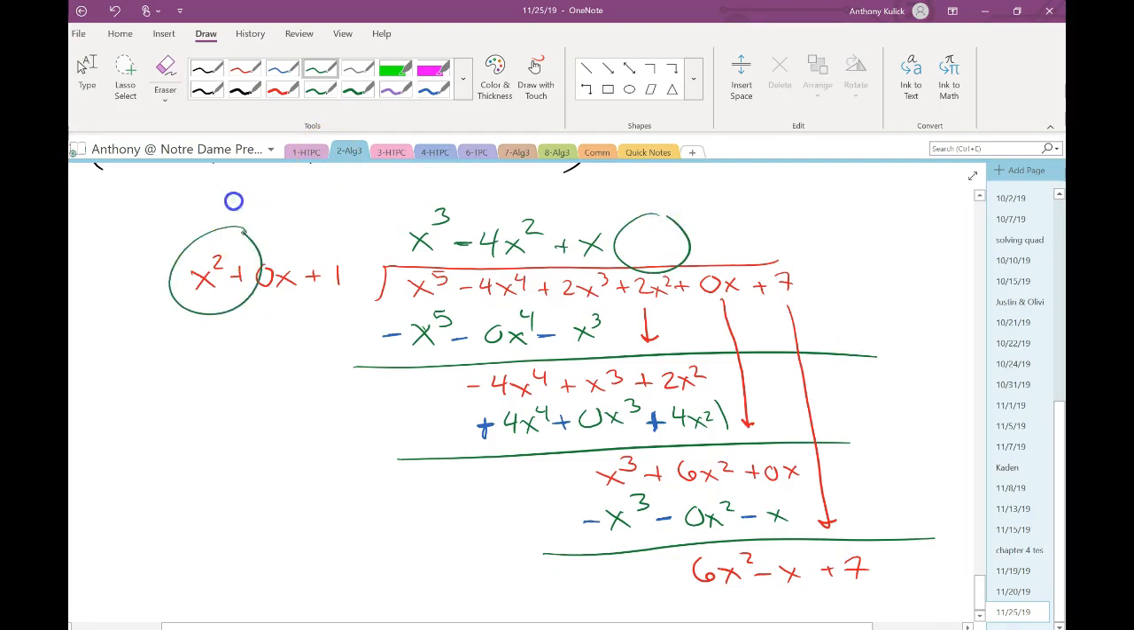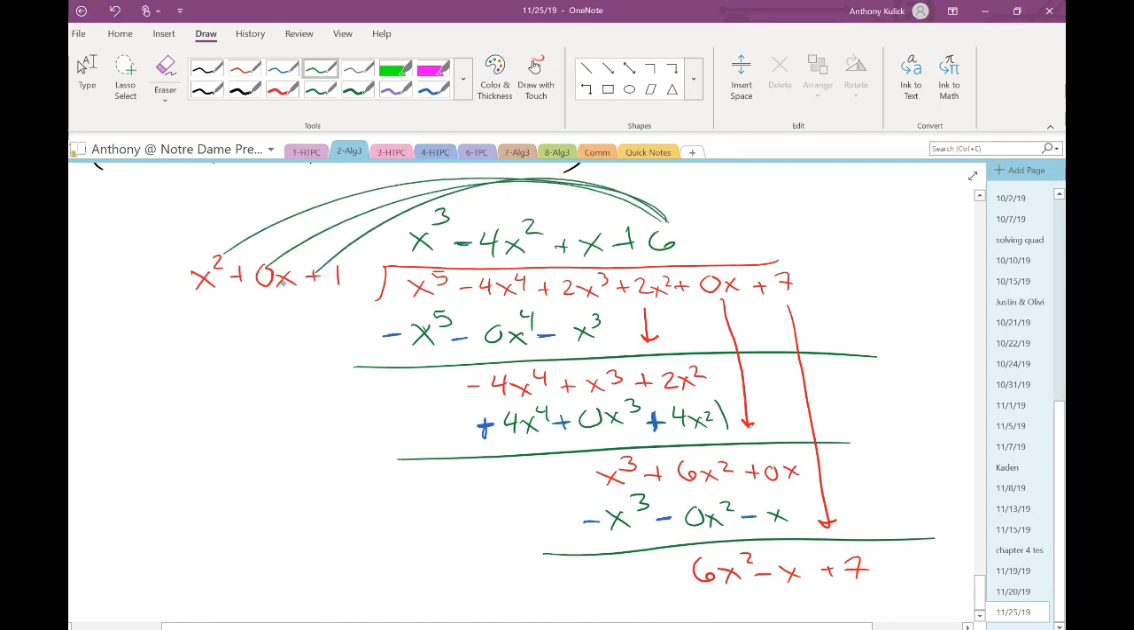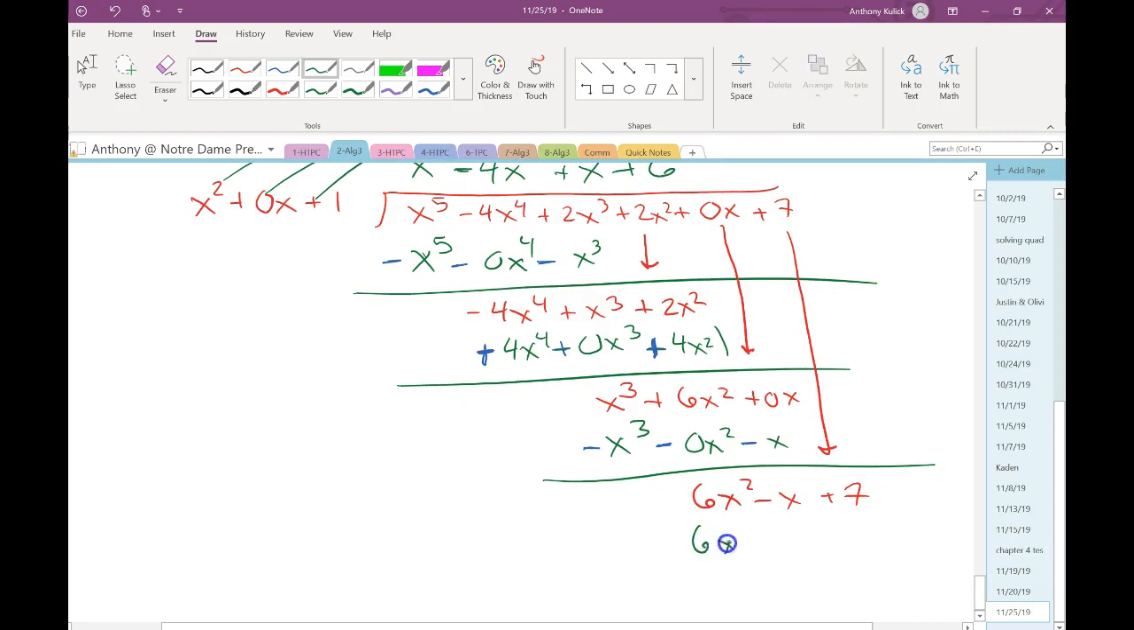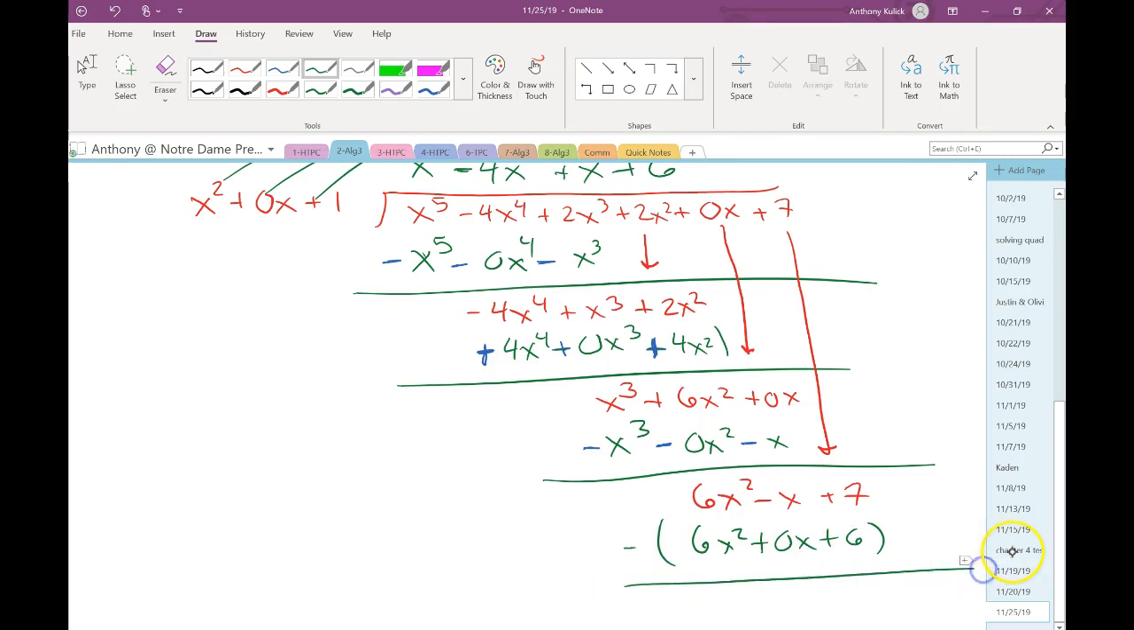So what times x squared can give me 6x squared? 6. I'll multiply that by each part of the divisor, which gives me 6x squared plus 0x plus 6. And we subtract down. So when I distribute the negative, each of those becomes negative. And I'm left with negative x plus 1.